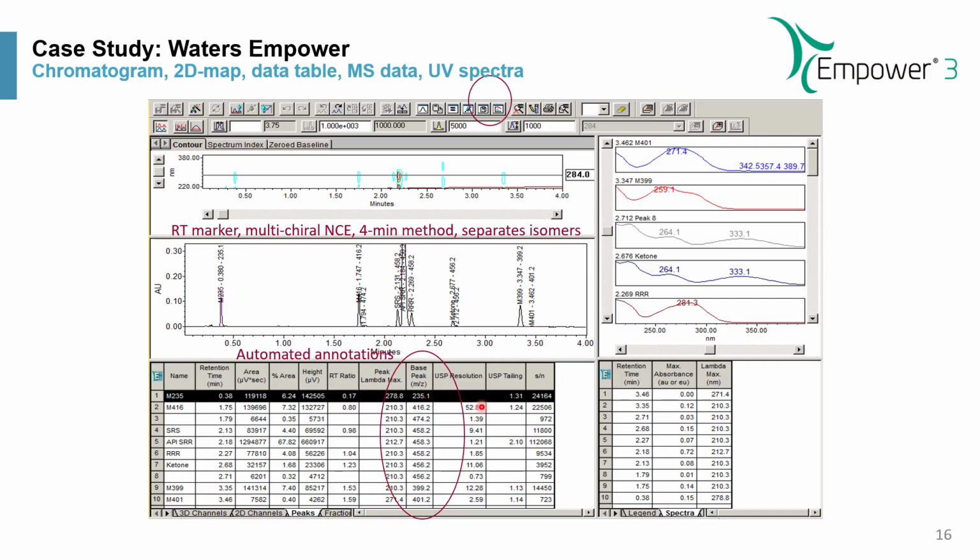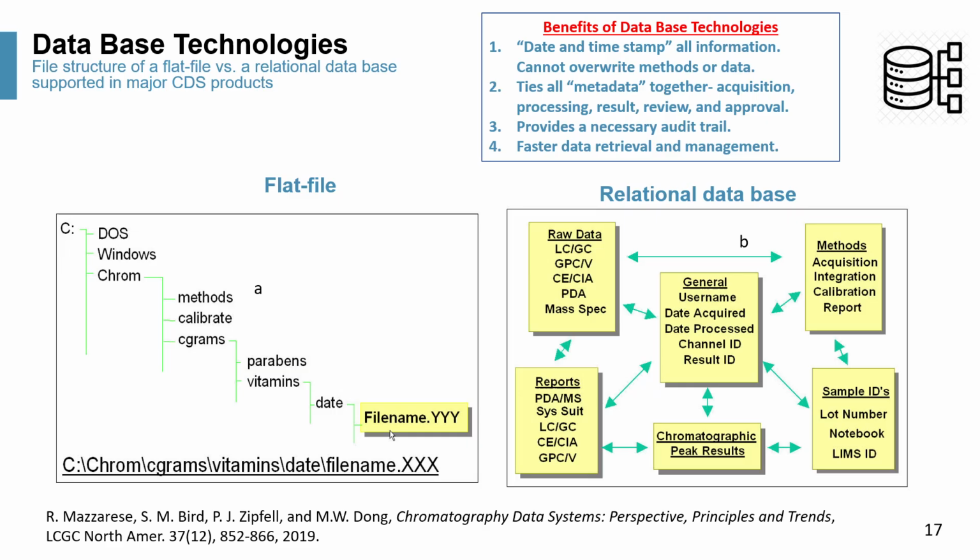Also, other important table items are USP resolution, USP tailing, and signal to noise ratio. All these can be extracted automatically into the Empower peak table. So very nice, time-saving CDS by integrating both UV and mass spec data.